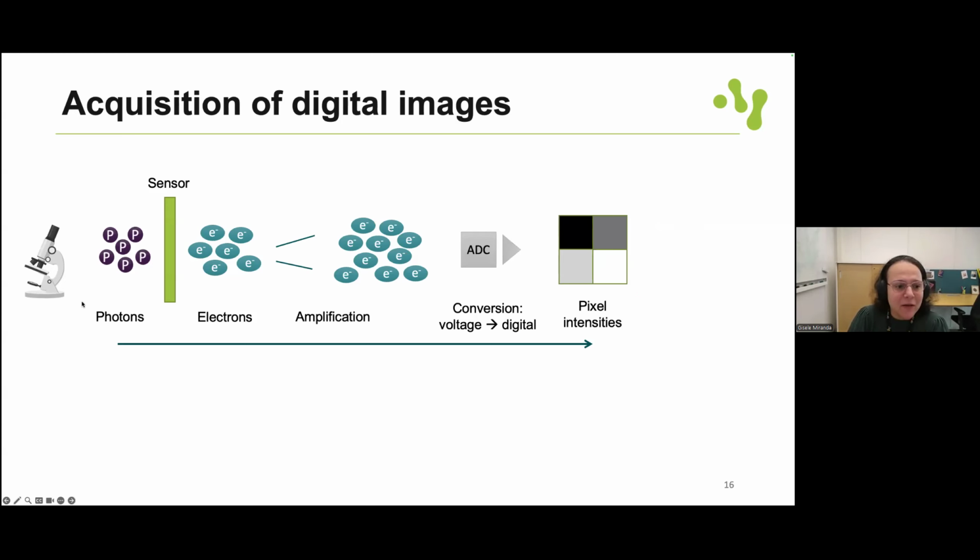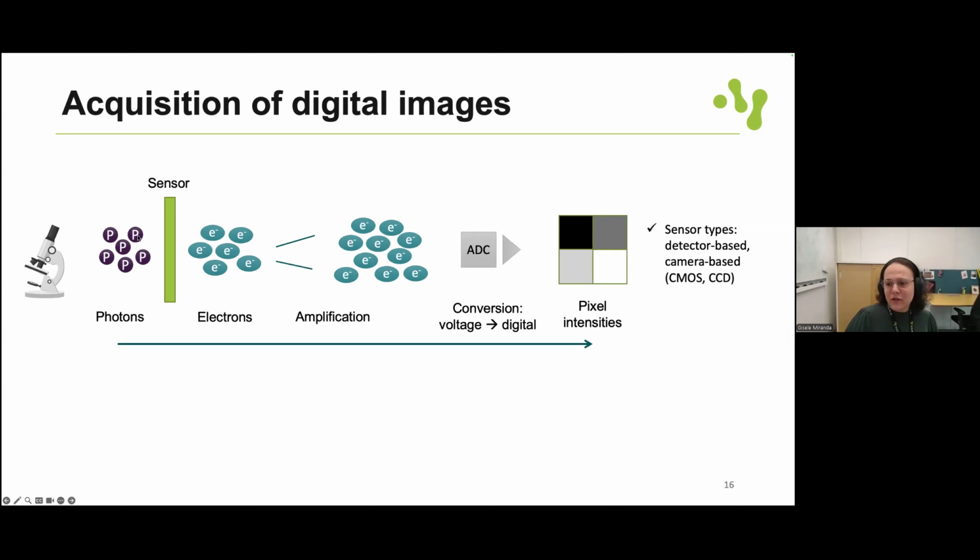From the interaction of our sample with protons, the protons from our sample interact with the sensor, and we generate some electrons here, and this signal is amplified, and then we can convert it to a digital signal. So this is actually the analog-to-digital converter.